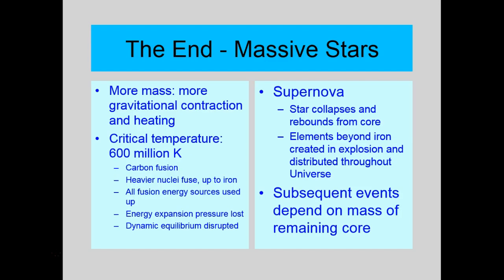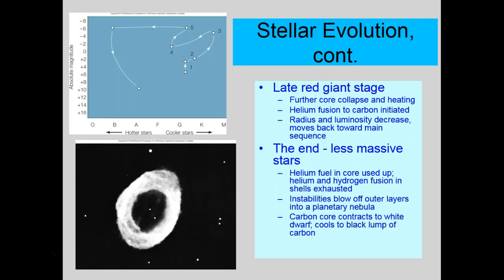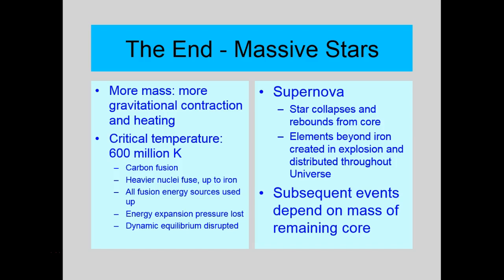Where the core is collapsing, heating up, and helium is fusing to carbon, radius and luminosity decrease, and the star moves back toward the main sequence. Okay? That's kind of where we are with the more massive stars, but the more the mass, the more the gravitational collapse, and the greater heating you have.